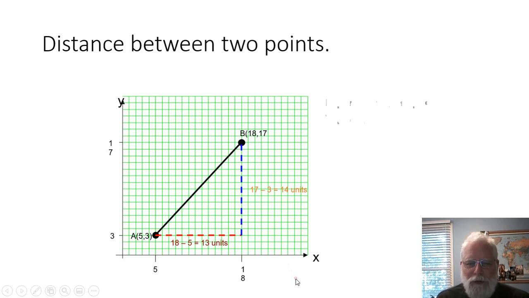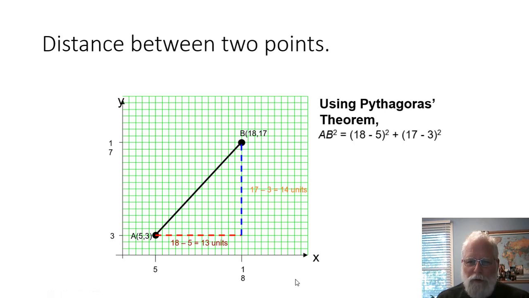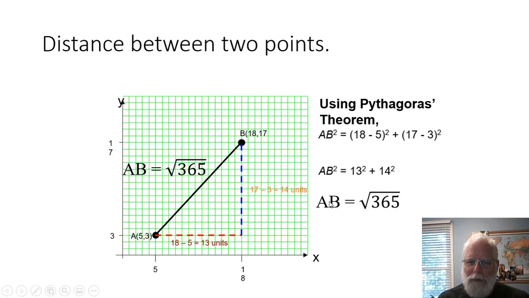And then I can use the Pythagorean theorem, which is a squared plus b squared is equal to c squared. And so here, this is one leg. This is going to be 18 minus 5, or 13. And then this is going to be 17 minus 3, or 14, and then I've got to square them, and it's going to equal AB, or the length, the hypotenuse, squared. Well, then what I've got to do is square these and add them together, and then square root it to find out what AB is. And that would give me this length of square root of 365.